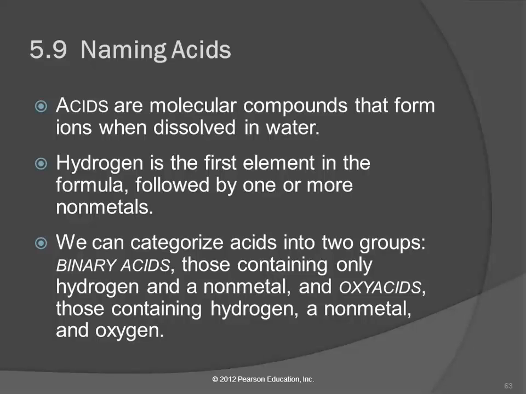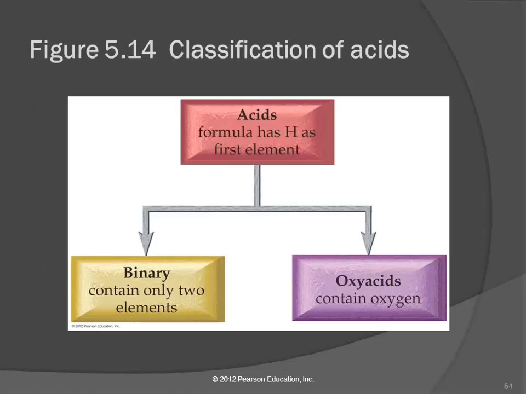Guess how many elements are in a binary acid? Two. So we've got hydrogen and a nonmetal. That's all. And oxyacids, what do you think those have in them? Oxygen. Okay, they're going to have hydrogen and a nonmetal and oxygen. So the oxyacids have oxygen, the binary ones do not. And they've got two different systems for naming them, and that's why we need to identify them as being different. So there's a graphic showing you binary versus oxyacids.